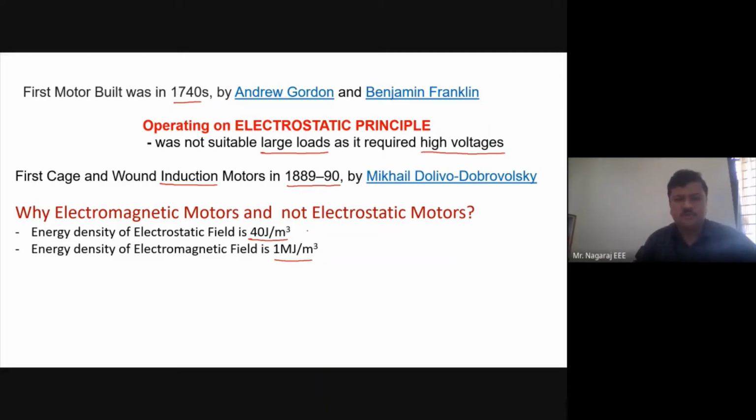This is a very important point you should remember. Okay, why are not all our machines electrostatic? It is not that electrostatic fields will not do the work. Electrostatic fields will also do the work, but they need a large amount of energy to do the work. Whereas electromagnetic fields need a small amount of energy to do the same amount of work. Okay.